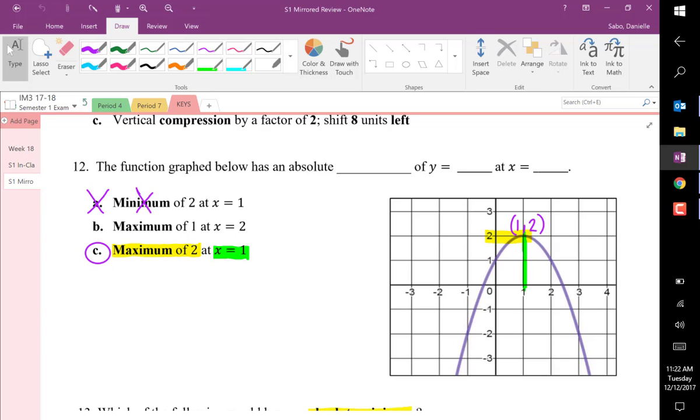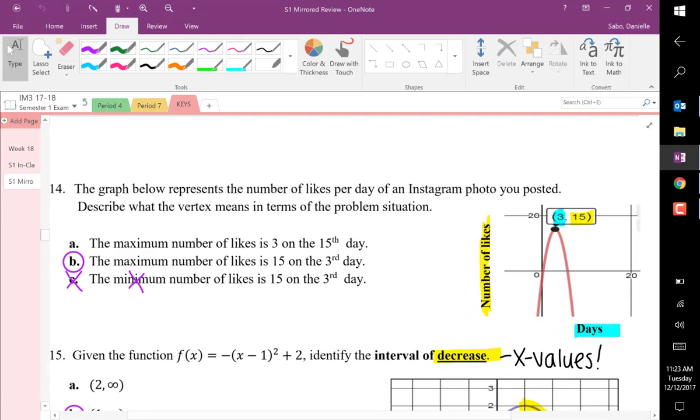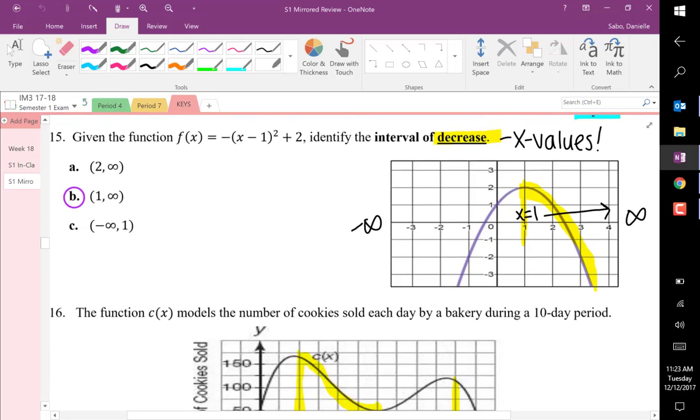Okay. Then we did 14, which was here. I think you guys did okay with this one. Again, I crossed off C because minimum. That's not a minimum, that's a max. So you should have already done a 50-50 shot. Do you have questions on 14? Okay, moving on to 15 then.